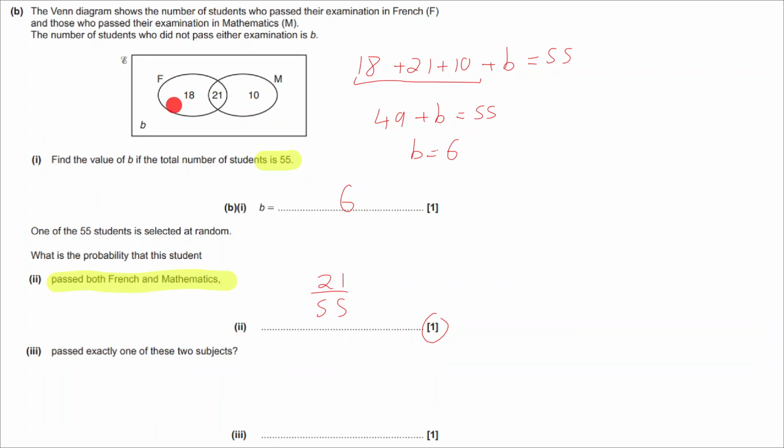Part triple I, passed exactly one of these two subjects. So that's only one. You're looking at either just this part of the Venn diagram, or this part. So you do not include this number here. It's going to be these people who just passed French, and these people who just passed maths. So in total, it's 18, add 10. So that's 28 people who passed only one subject. So 28 over, again, the total, which is 55. You could simplify your fraction, but you don't need to. That is your answer. That is absolutely fine.